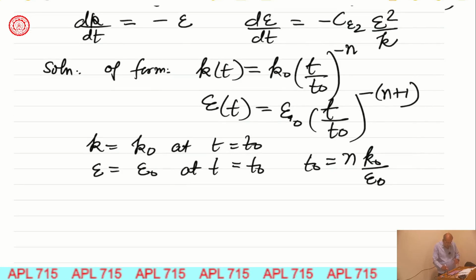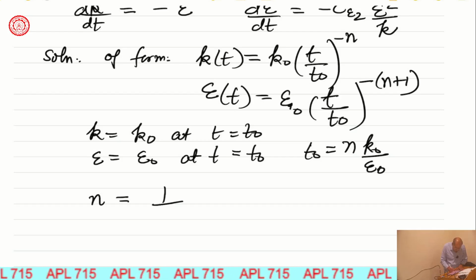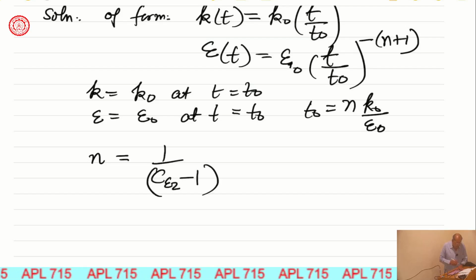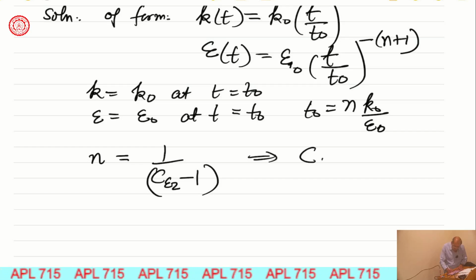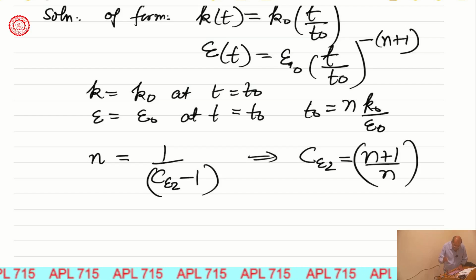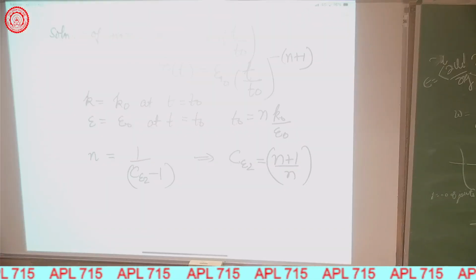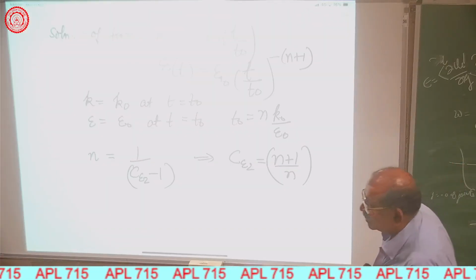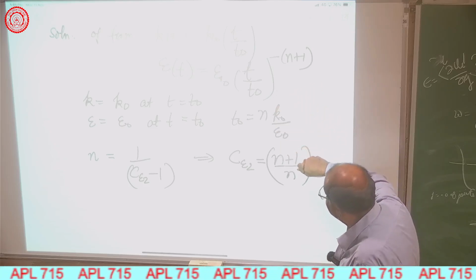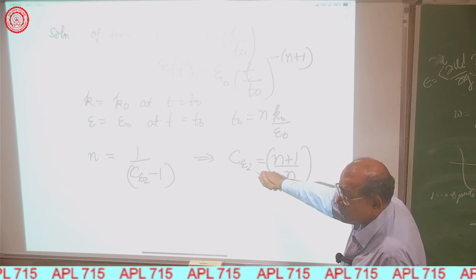Now, when you feed this in the equations, what you will get is n will turn out to be equal to 1 divided by (c epsilon 2 minus 1), and this will imply that c epsilon 2 is equal to (n plus 1) by n. And I think this will answer your question. For the decaying turbulence, therefore, now from the experimental data, we get the value of n. And that will give us the value of c epsilon 2.